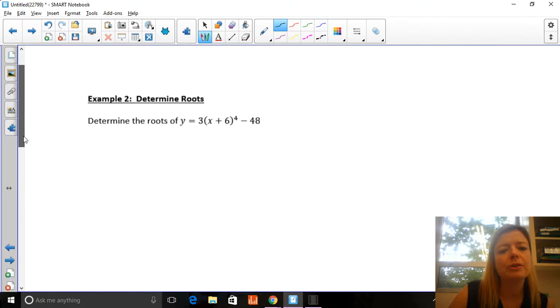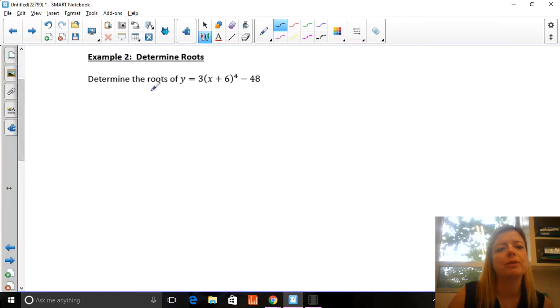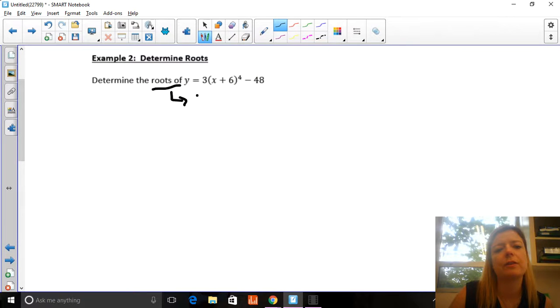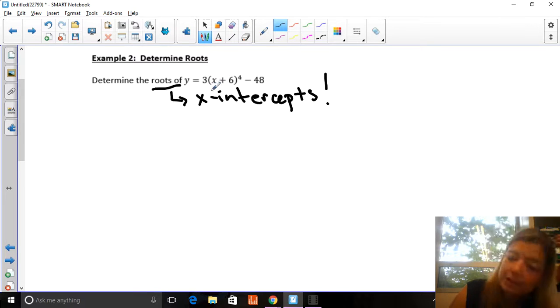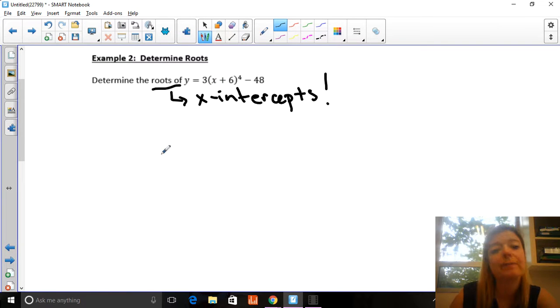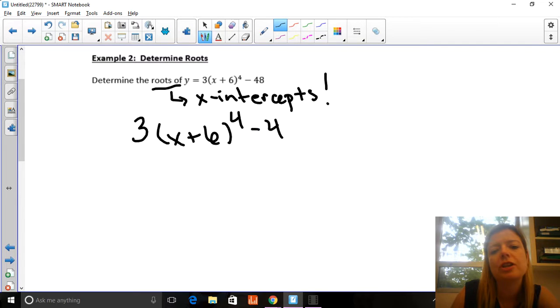Okay, you will have questions where you're asked to determine the roots. Now just remember the roots, that's just another fancy word for x-intercepts. So when it's in this form, we can actually solve for the x-intercepts without having to do any factoring. So next time, or in a couple of videos, we'll learn how to do some factoring, but right now we can actually solve for the roots by just rearranging.